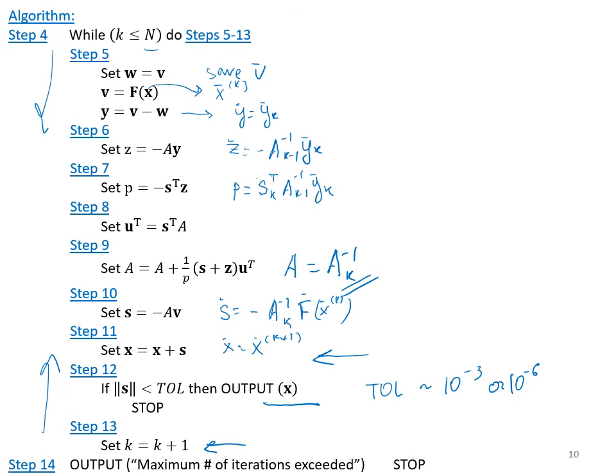If k achieved capital N and we still didn't achieve the desired accuracy, we go to step 14 and output that the maximum number of iterations was exceeded. And then we also stop, but in this particular case, our procedure was unsuccessful, which means that we didn't find a solution.